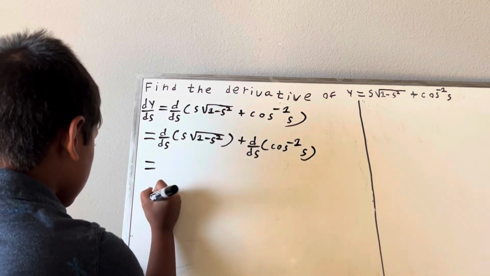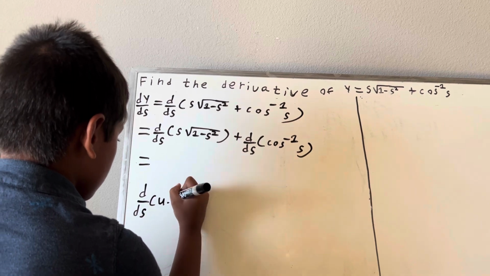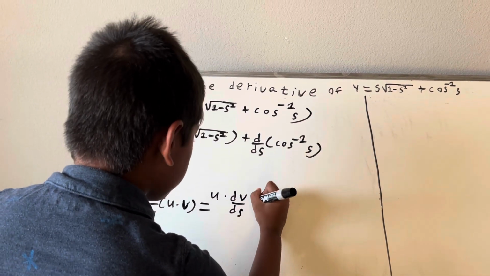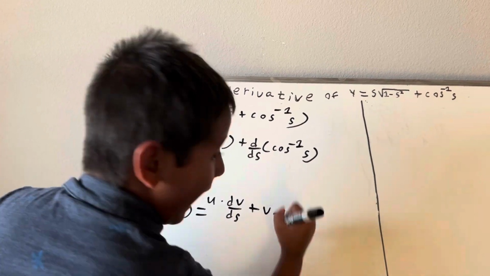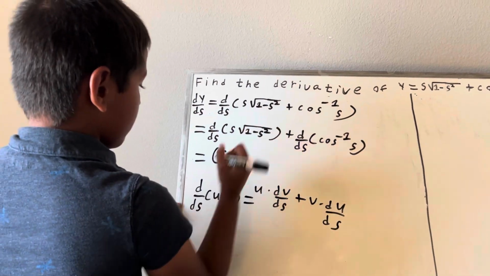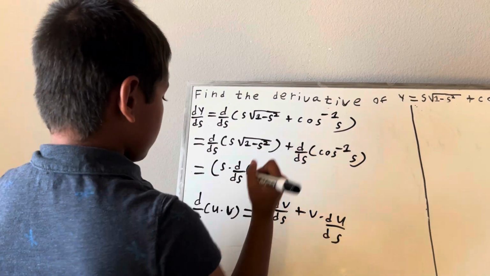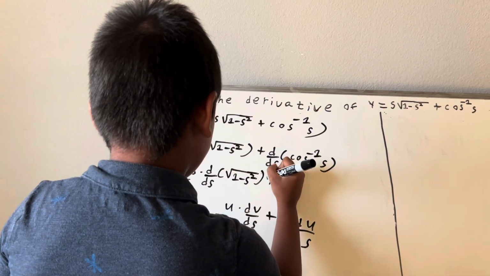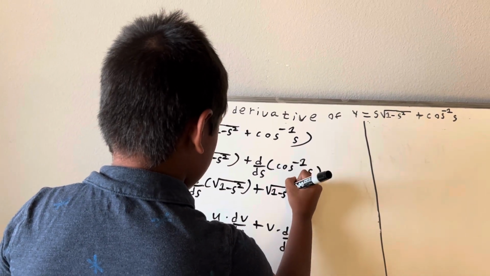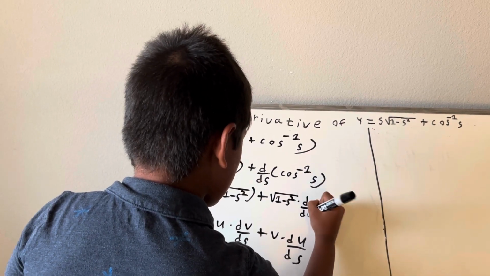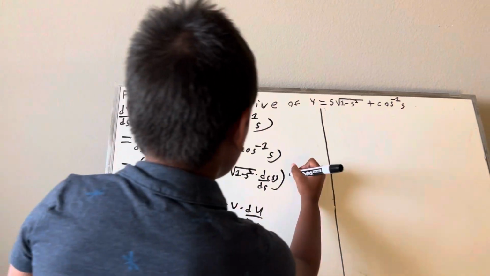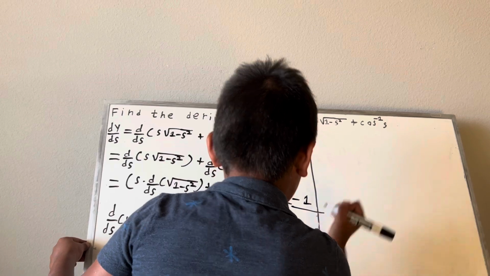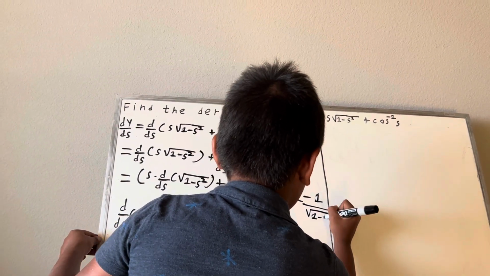Now for d/ds of s radical 1 minus s squared, use the product rule. The product rule is d/ds of (u times v) equals u times dv/ds plus v times du/ds. So we're going to use s times d/ds of radical 1 minus s squared, where v is radical 1 minus s squared, plus v again, radical 1 minus s squared, times d/ds of s. And then plus, we know d/ds of cosine inverse s is negative 1 over the radical 1 minus s squared.